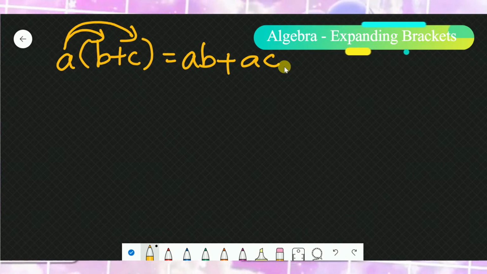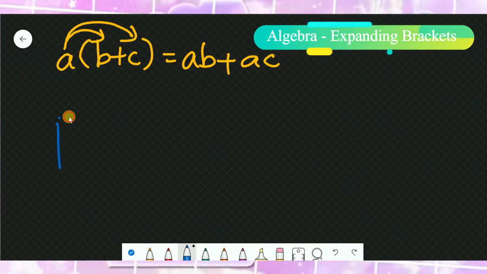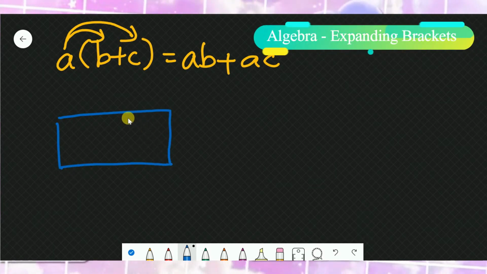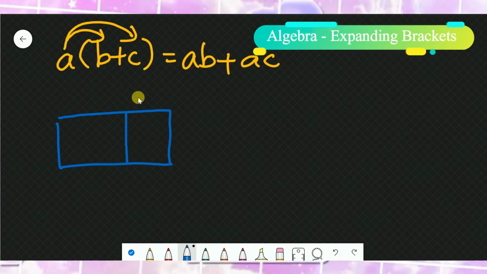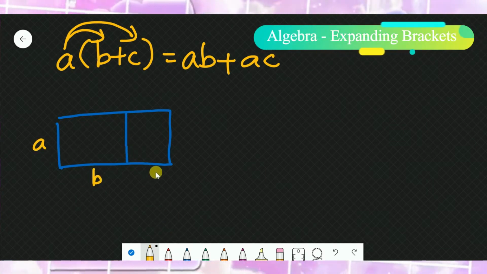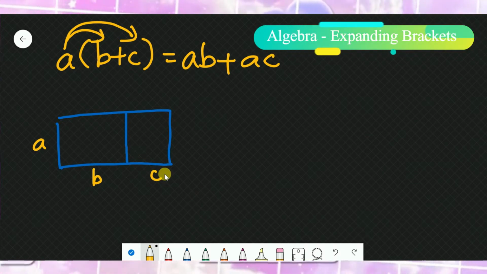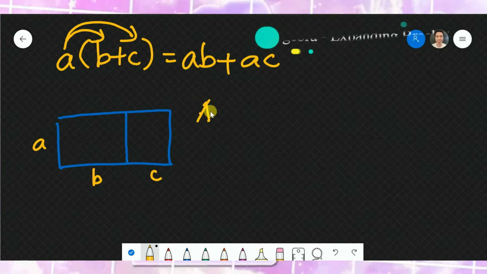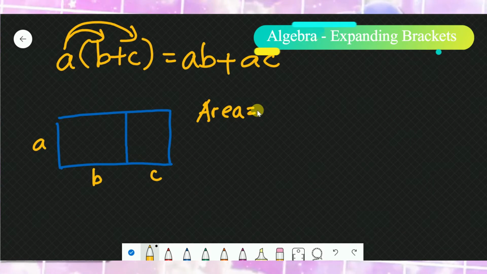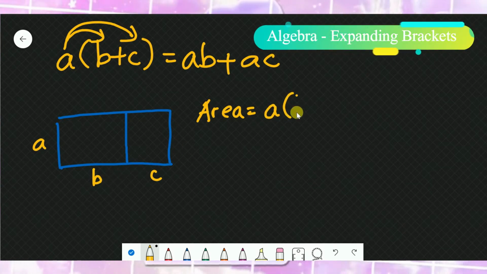Let's assume we draw a rectangle here, and we split this rectangle into two parts. I denote this part as A, this as B, this as C. My question is, if I ask you to find the area of the rectangle, how do you find this? As we know, area of rectangle is length times width. So in this case it is A times with B plus C.